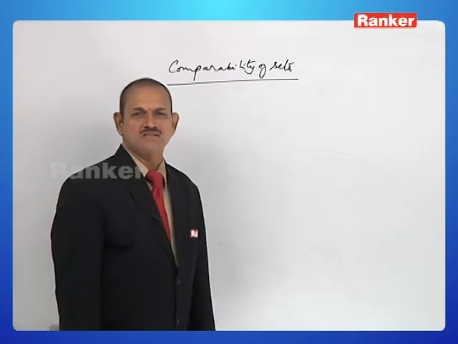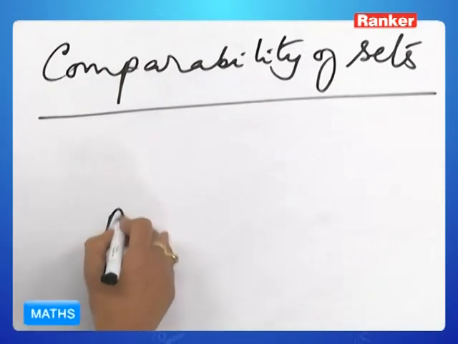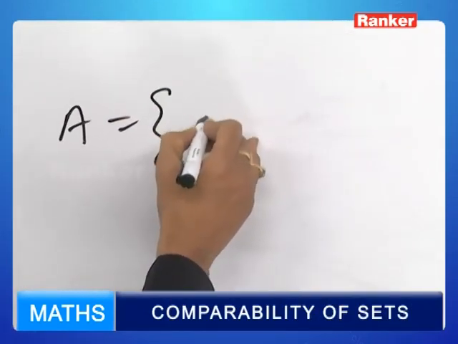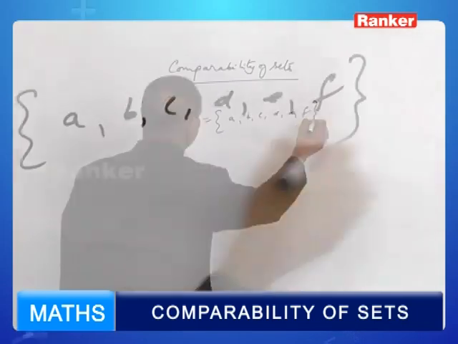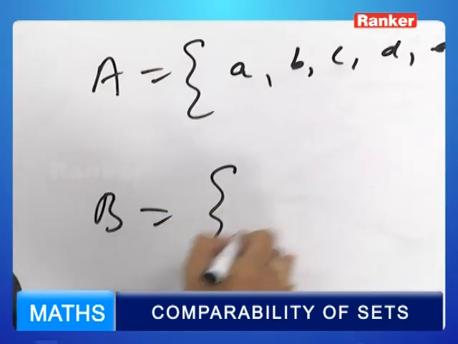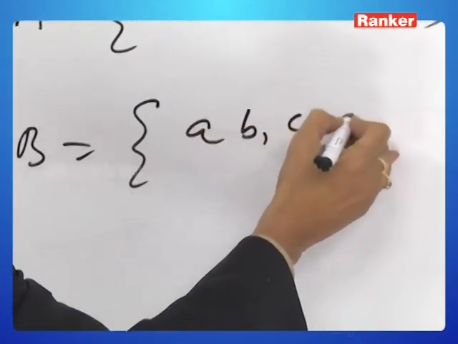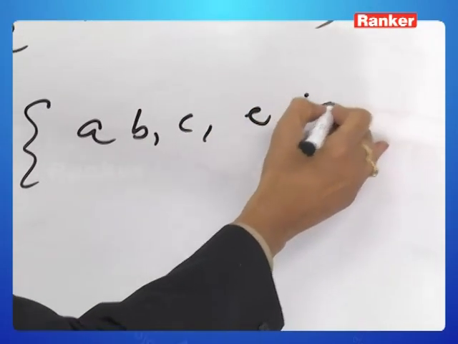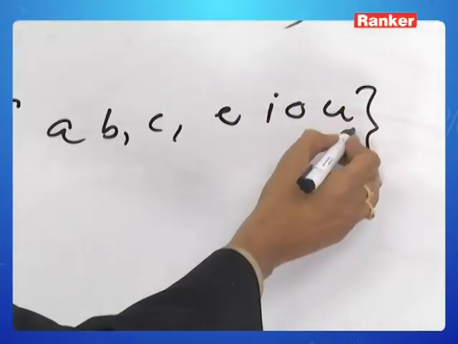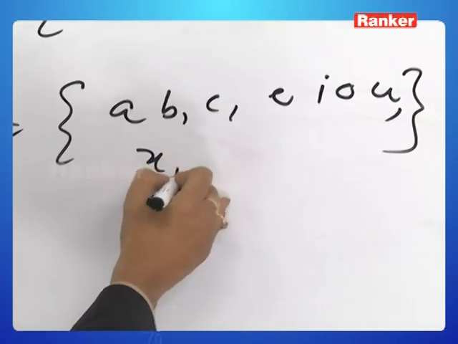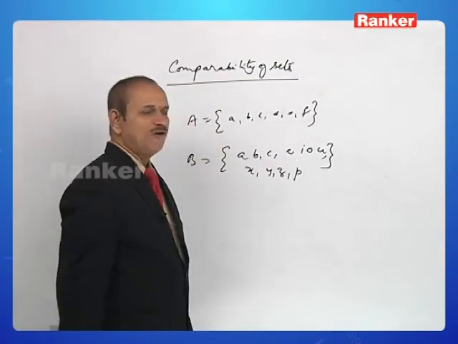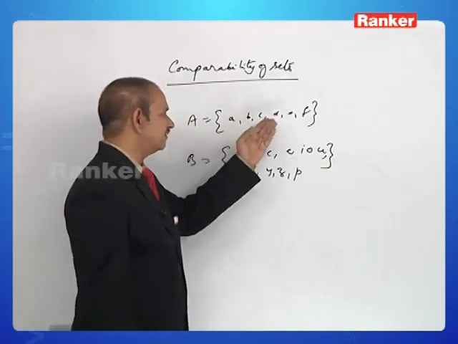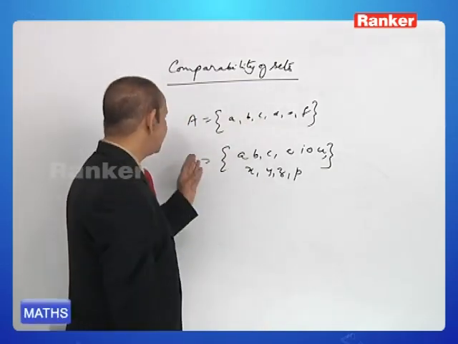Comparability of sets. You observe these two sets. A is equal to {A, B, C, D, E, F}. B is equal to {A, B, C, E, I, O, U, X, Y, Z, P}. How many elements are there in A? There are 6 elements. How many elements are there in B?